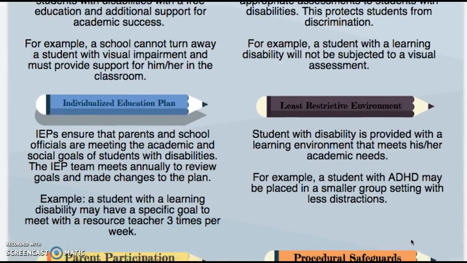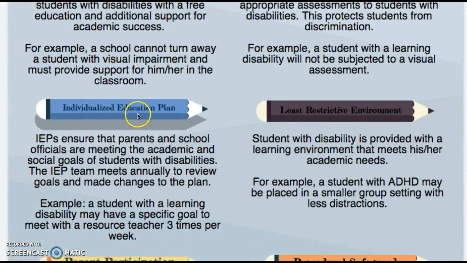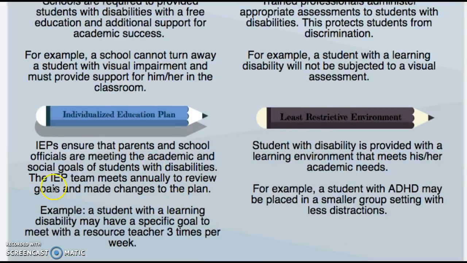Other components include the Individual Education Plan. IEPs ensure that parents and school officials are meeting the academic and social needs of students with disabilities. The IEP team meets annually to review goals made and make changes to the plans. For example, a student with a learning disability may have specific goals to meet with a resource teacher 3 times per week. All this is discussed during the IEP plan meeting.